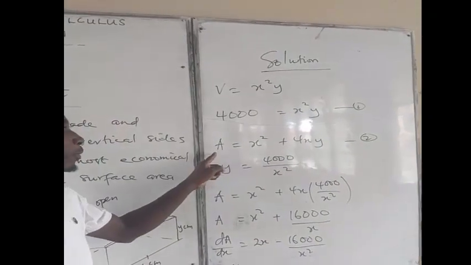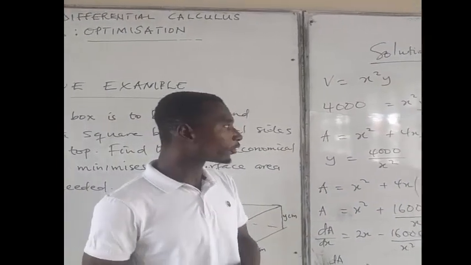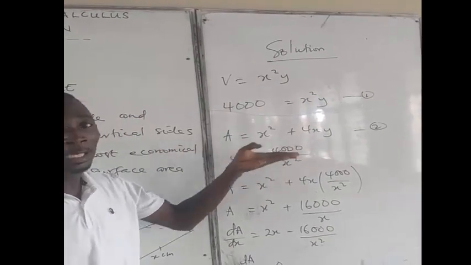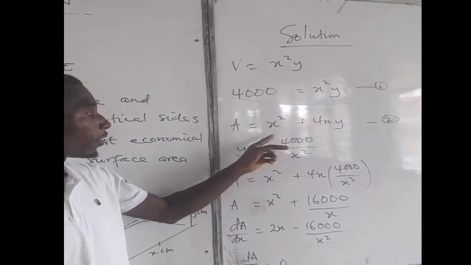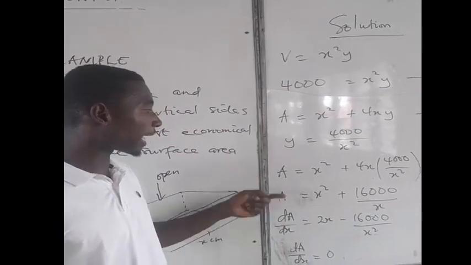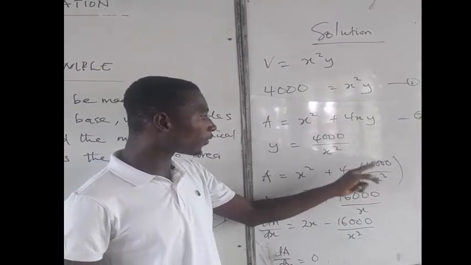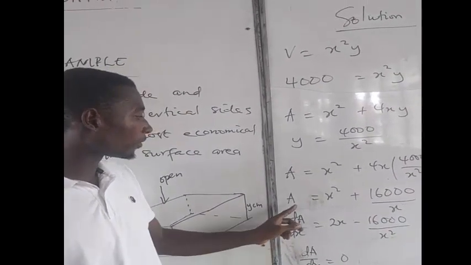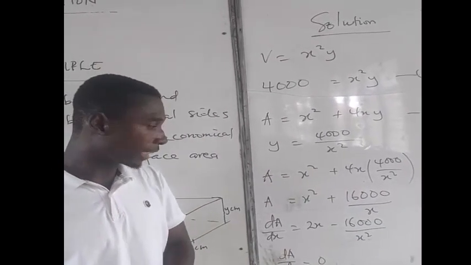Now, since I'm supposed to minimize this, I'm supposed to have an expression in terms of a single variable. So in that case, I have to find a way to eliminate the y and make the area in terms of x only. So I have from the first equation y is equal to 4,000 over x squared. I'll come to the area, which means that I have A is equal to x squared plus 4x, and then in place of the y I write 4,000 over x squared. So finally I have the area to be equal to x squared plus 16,000 over x.